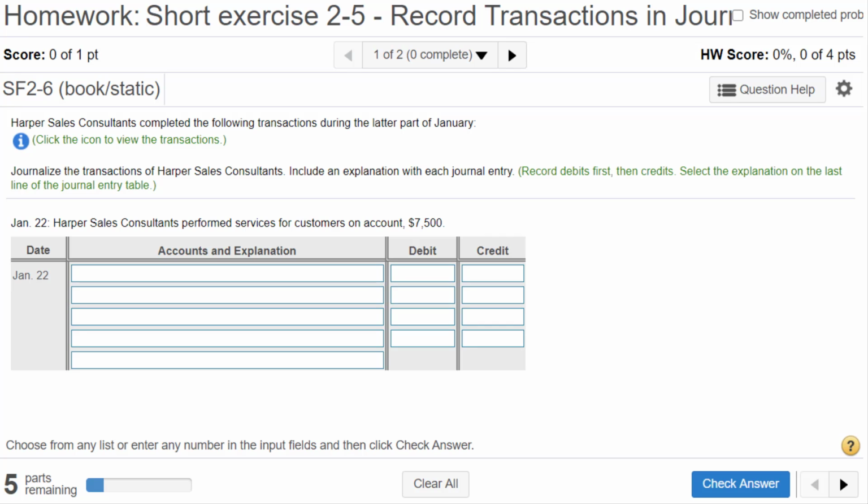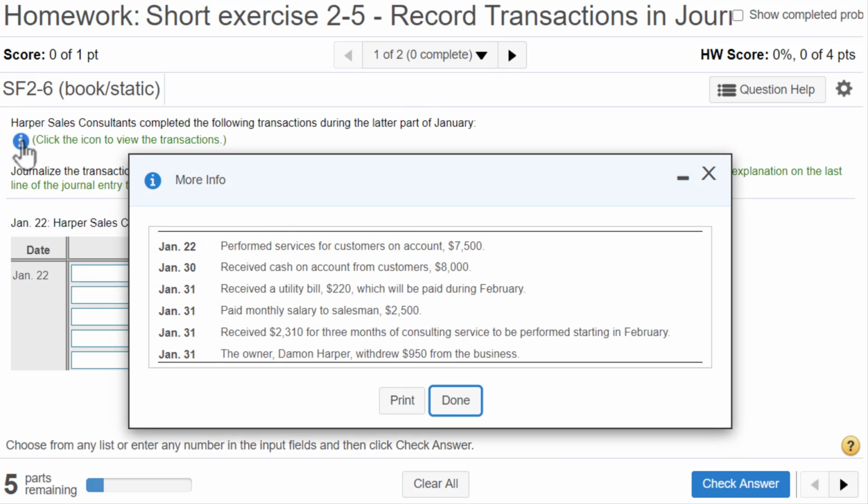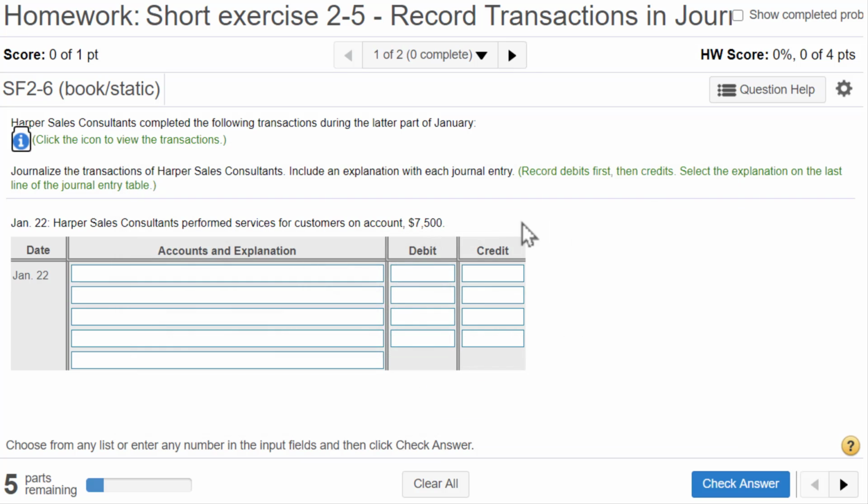Short exercise 2-5, we're going to record transactions in the journal. So Harper Sales Consultants completed the following transactions during the latter part of January. Latter just means towards the end. So we've got some transactions here, and if you ever wanted to print this out, you could, but there's probably no need to do it. Also, we've got the transaction information here, so we don't need that window.